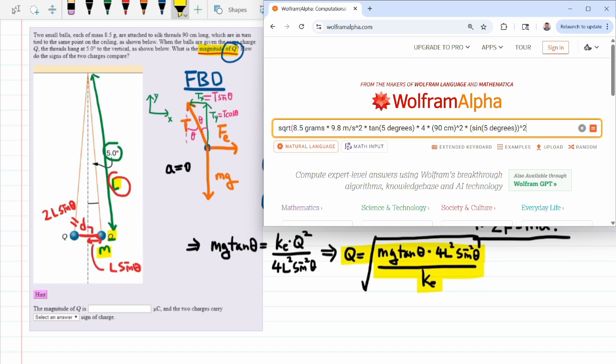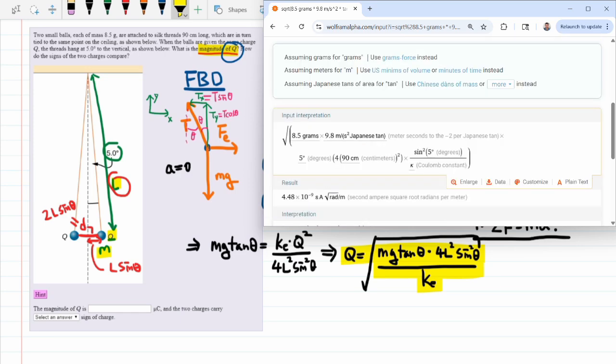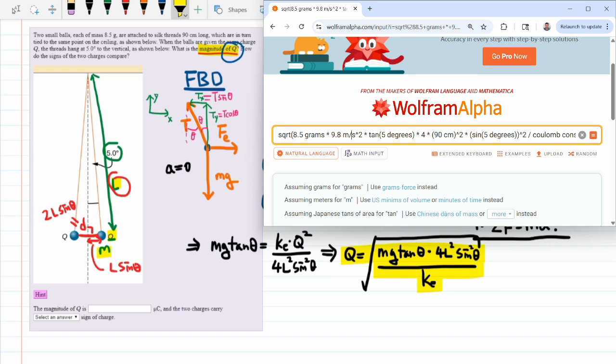degrees squared, all of that divided by the Coulomb constant, and this wraps up the square root. So this should give me a value in units of coulombs, or probably microcoulombs, possibly nanocoulombs. Oops, it misread the unit. Let me spell this out. So this is seconds squared, and I think the rest should be fine.